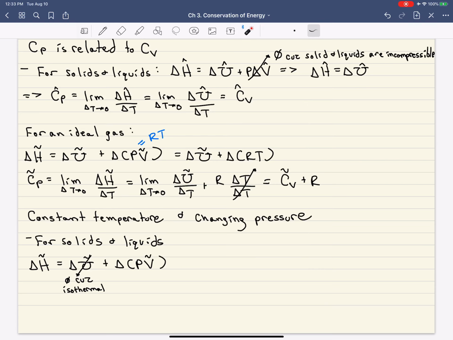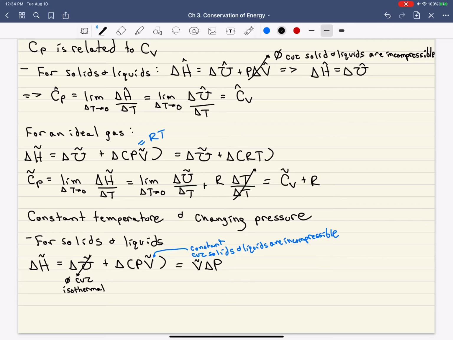But with a solid and a liquid, we once again can invoke our assumption of incompressibility, and we can say that the molar volume is constant. The reason for that is because solids and liquids are incompressible. Their density isn't going to change. So if we pull that out of the delta, the change in enthalpy is just going to be the molar volume times the change in pressure. That's if we're dealing with a solid or liquid.